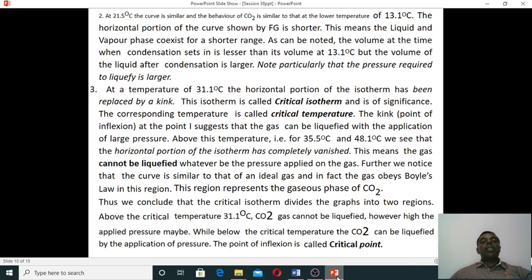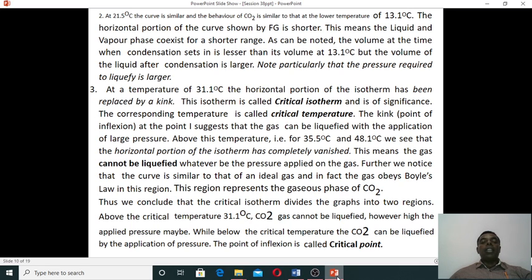Then the third interpretation is that at temperature 31.1 degrees Celsius, the horizontal portion of the isotherm has been reduced to a kink. This isotherm is called the critical isotherm, and this is its significance. The corresponding temperature is called the critical temperature. The kink, or the point of inflection at point I, suggests that gas can be liquefied with the application of large pressure. Above this temperature, for 35.5 and 48.1, we see that the horizontal portion of the isotherm has completely vanished.